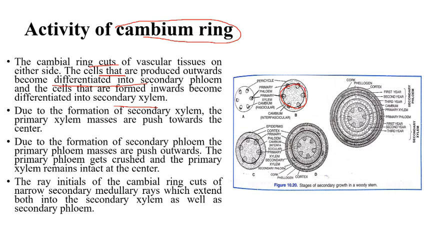It produces secondary phloem towards the outside and secondary xylem towards the inside. Due to the formation of secondary xylem, the primary xylem masses and pushes towards the center. Due to formation of secondary phloem, primary phloem masses and pushes outwards. So in this way, the cambium ring divides and forms the secondary phloem towards the outside and secondary xylem towards inside.